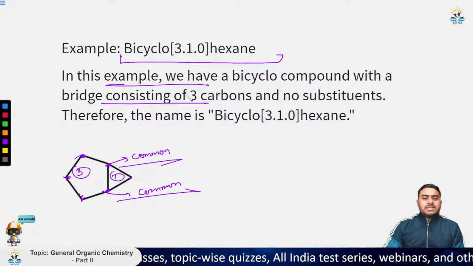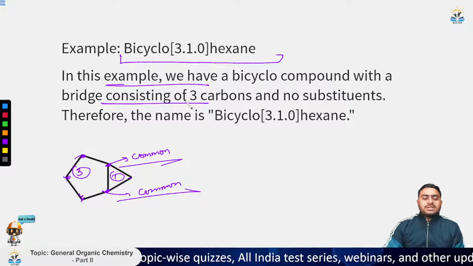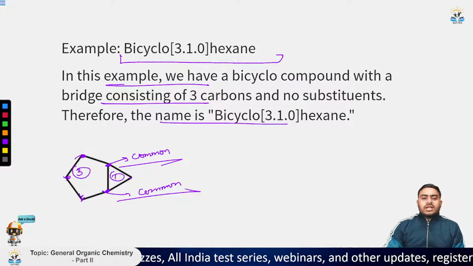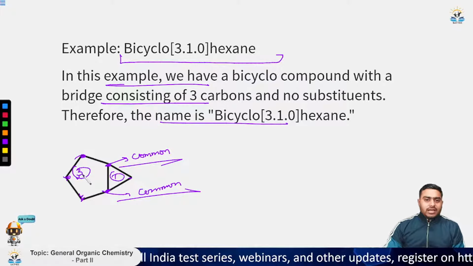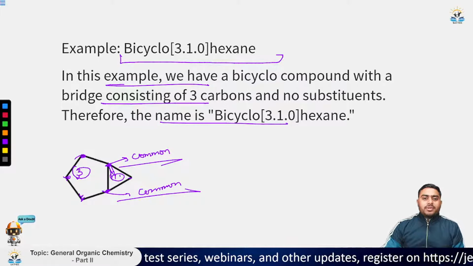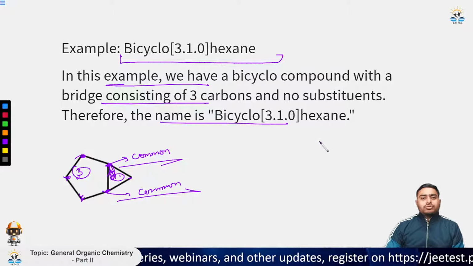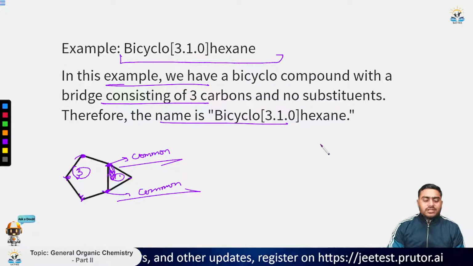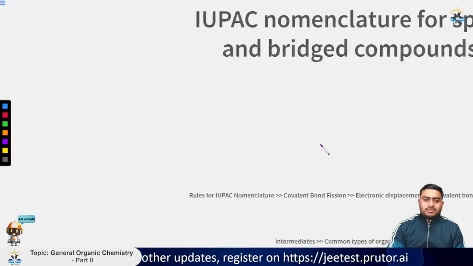So in this example we have a bicyclo compound with a bridge consisting of 3 carbons and no substituents. Therefore the name is bicyclo[3.1, and the bridge has no carbon, so .0], 3.1.0 hexane. I hope this is clear. Let's move to the next one.